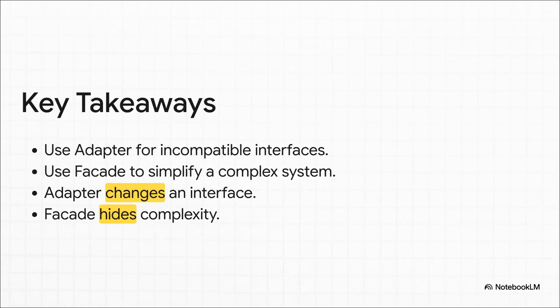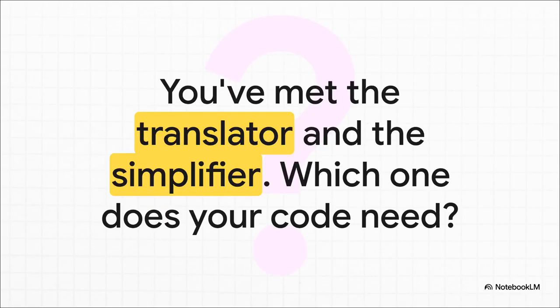All right, so let's just quickly recap the main points. You're going to use an adapter when you have a mismatch and need to make two things work together. You're going to use a facade when you have a complex system and you just want to make it easier to use. An adapter changes an interface, while a facade hides complexity. Get those two and you'll know exactly which tool to reach for every time. So there you have it. We've met the adapter, our code's great translator, and we've met the facade, our great simplifier.